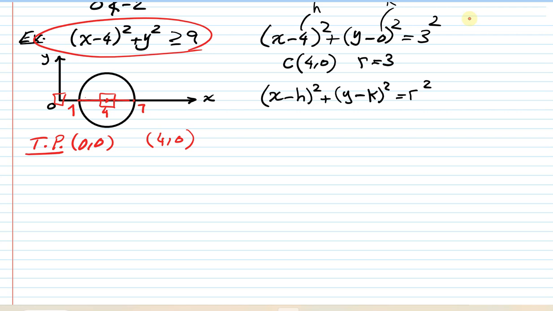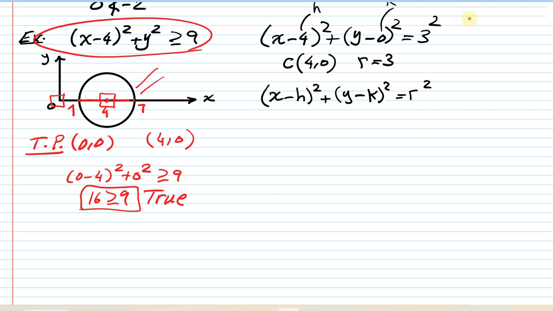In my original inequality, that's going to be 0 minus 4 squared plus 0 squared. 0, 0, of course, makes it the easiest, right? Negative 4 squared is 16, plus 0 remains 0. Is 16 greater than or equal to 9? This is true. If it's true, that means this is a solution, right? Well, if that is a solution, therefore everything outside of this circle is going to be a solution.